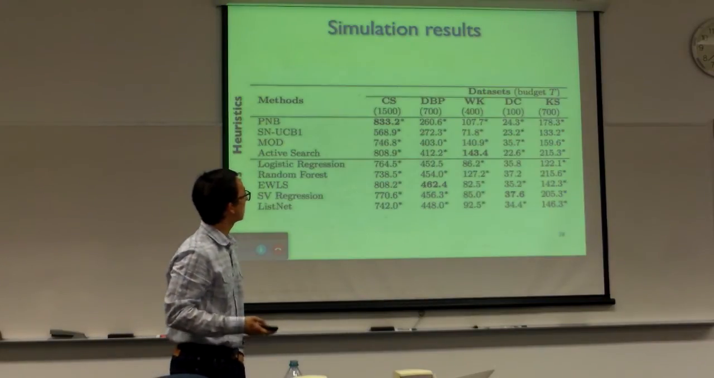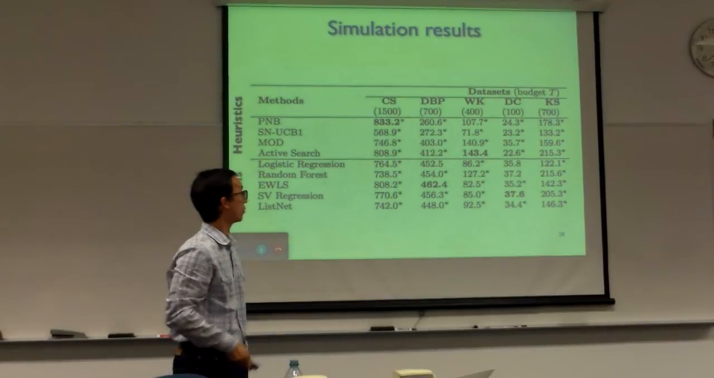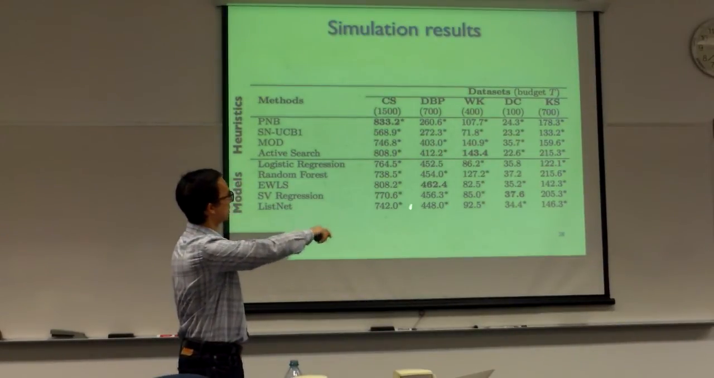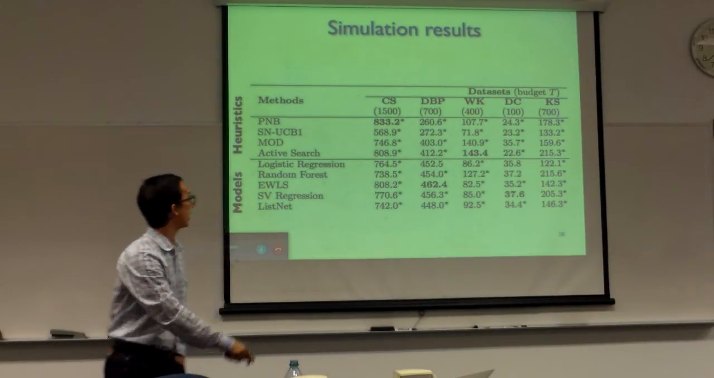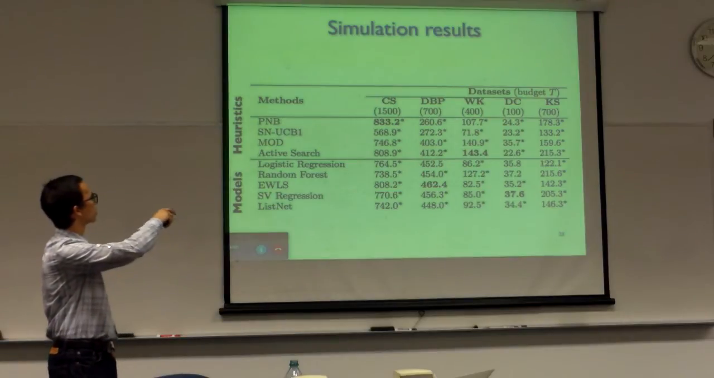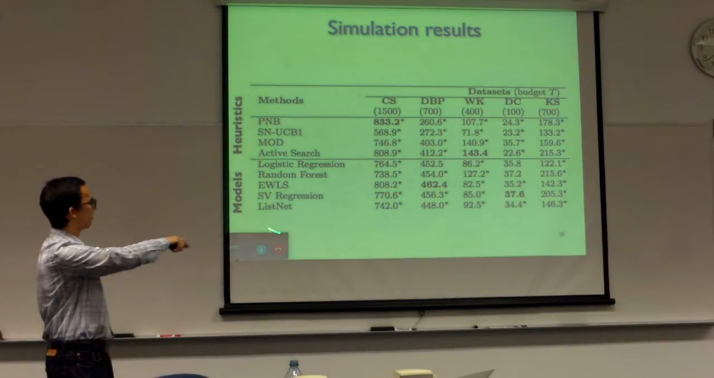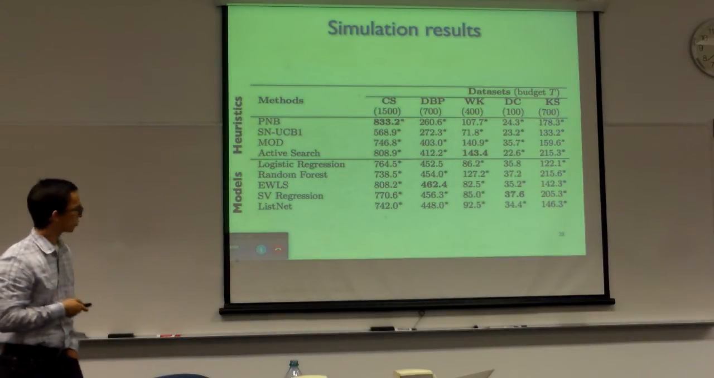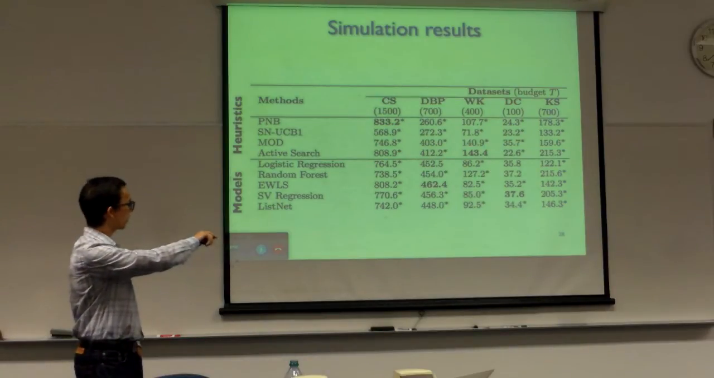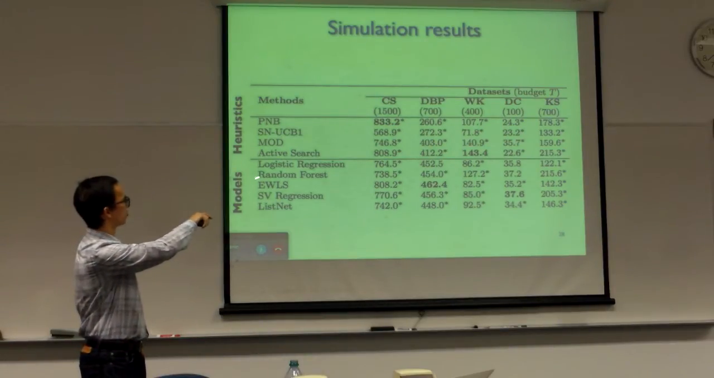So this table summarizes the results obtained on 5 data sets indicated in different columns. And the first 4 rows are the existing heuristics, and the following rows correspond to these sort of data-driven models.